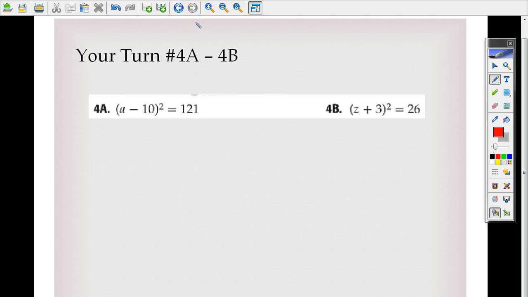Okay, here's your turn, 4A and 4B. This is the last slide. I know this has been a long lesson. I apologize, but we had to cover everything. So go ahead and do this and then put this away for your homework.